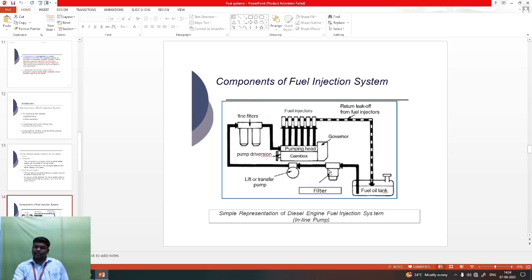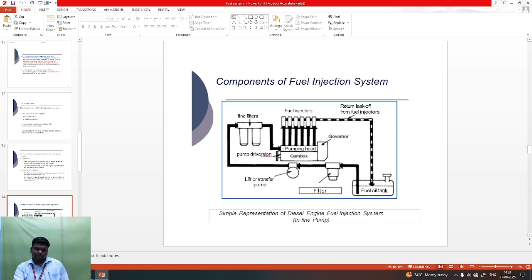After the filtering, it is transferred to the transfer pump. The transfer pump is used to transmit fuel from one place to another. So the pump transmits the filtered fuel into the fine filters. Why are we using the fine filter? Without fine filtering, some amount of dust or carbon deposit may remain in the fuel, which leads to improper combustion in the combustion chamber. So we filter again, and that is called fine filtering.